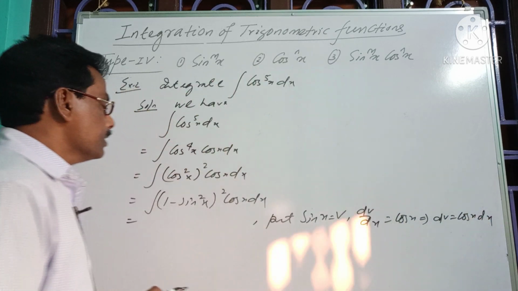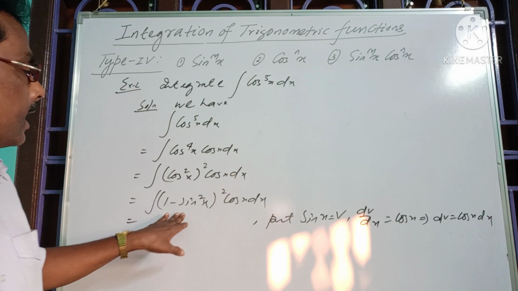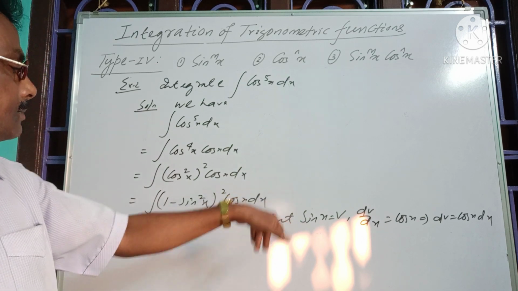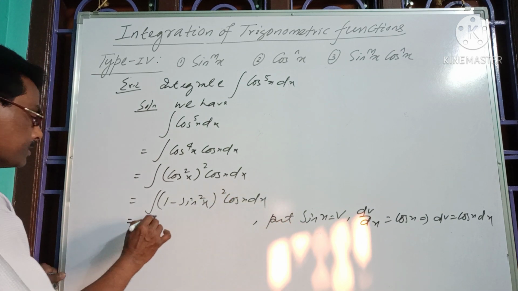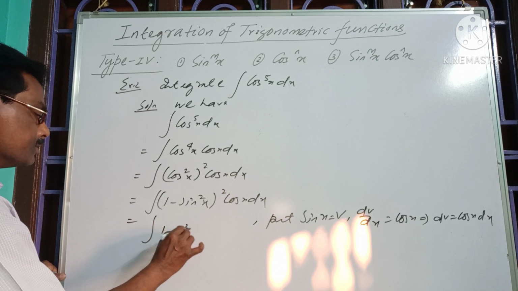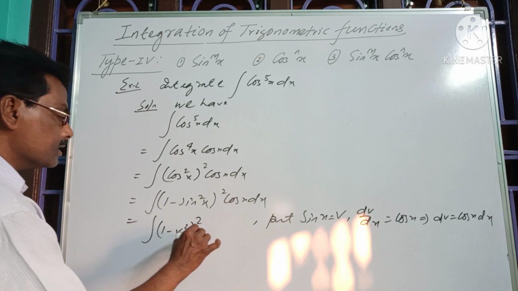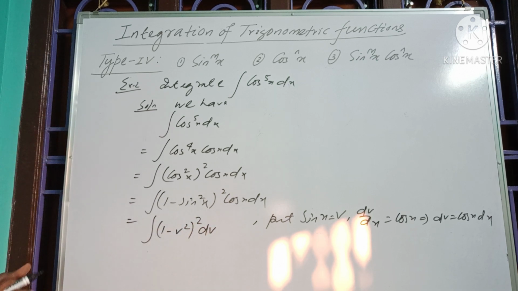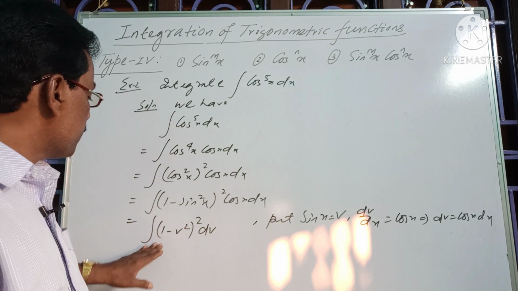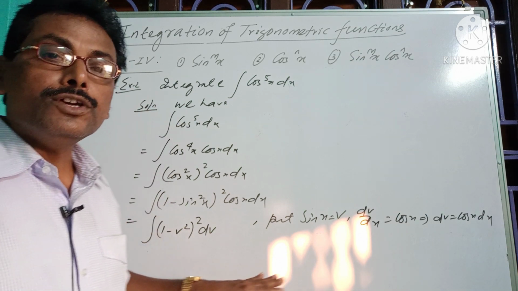So now replacing sin x as v and cos x dx as dv, the integrand will be transformed into the integration of (1 minus v square) whole square with respect to v. So now the original integrand is transformed into a polynomial function of v, which is easily integrable.